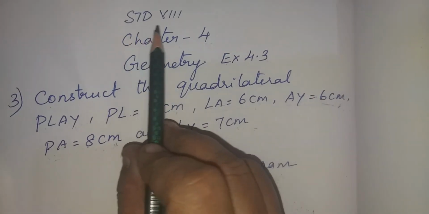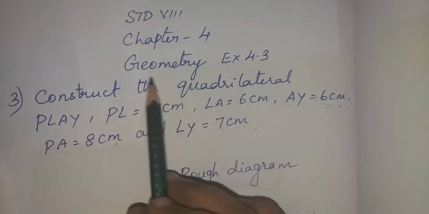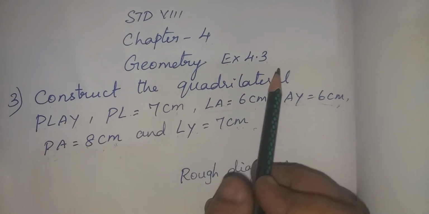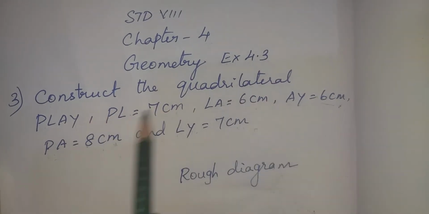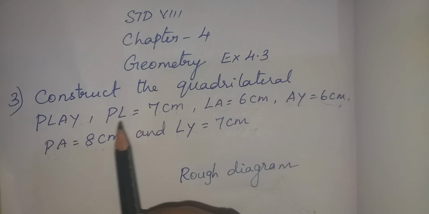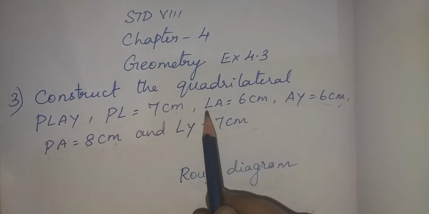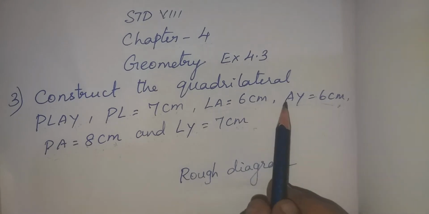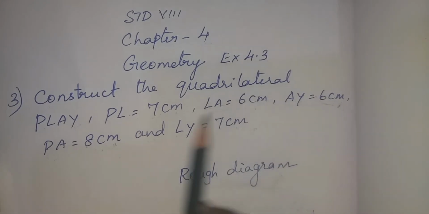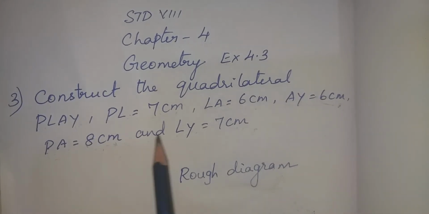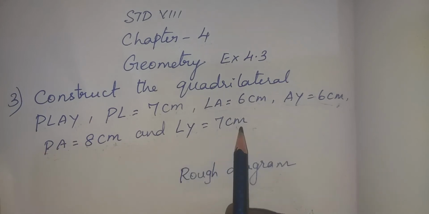Now let us look into Standard 8, Chapter 4, Geometry, Exercise 4.3. Construct the quadrilateral PLAY, whose measures are given. PL is given 7 cm, LA is given 6 cm, AY is given 6 cm, PA is given 8 cm and LY is given 7 cm.